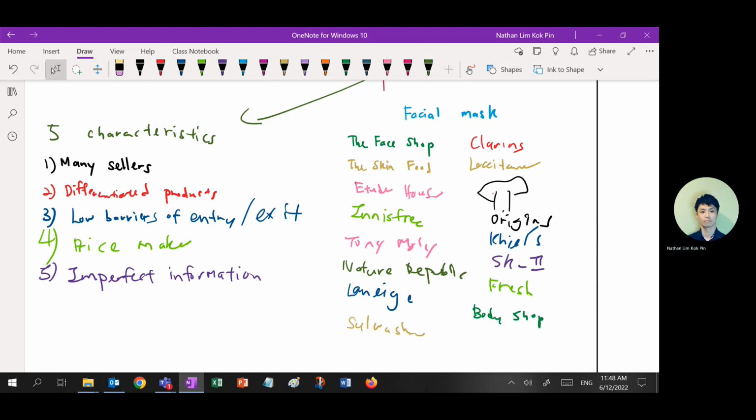Makes sense? And there are many. I only listed a fraction of the 100,000 over companies that are doing facial products. This shows that there are many sellers. But are there as many as in perfect competition, like only selling veggies? Do they have brands? Veggies.